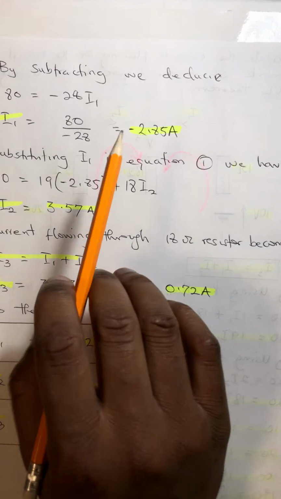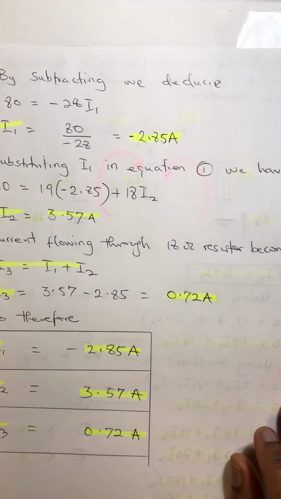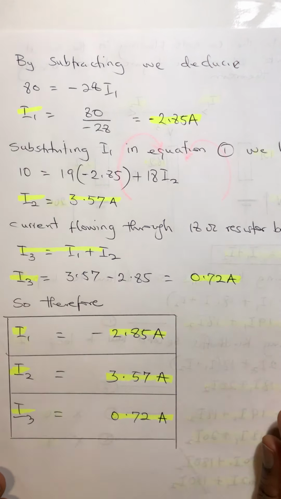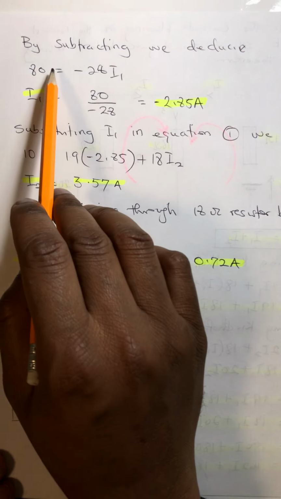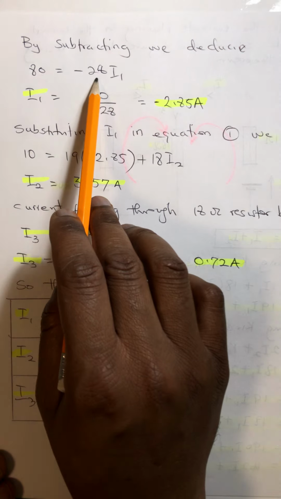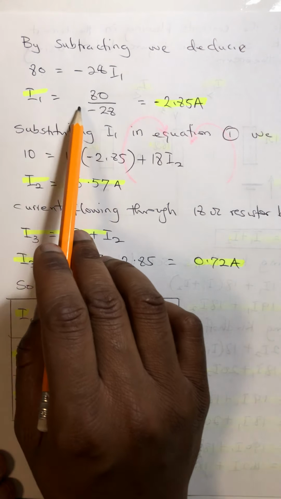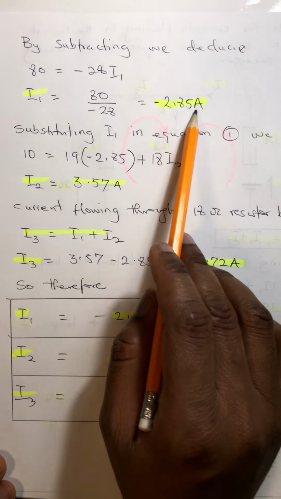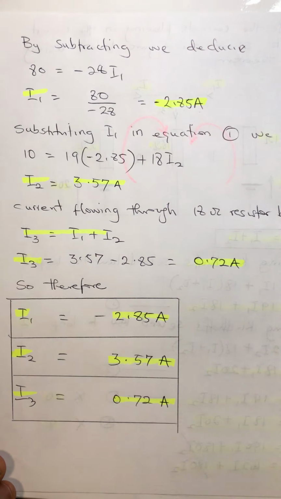Then, by subtracting, we deduce that 80 equals minus 28 I1. Then our I1 equals 80 over minus 28, which gives us minus 2.85 amperes.